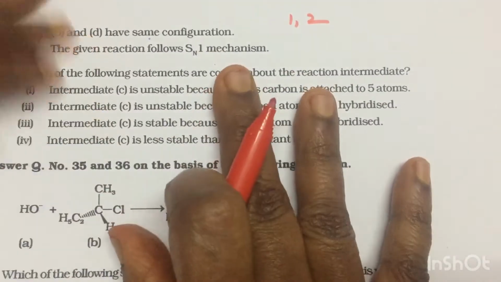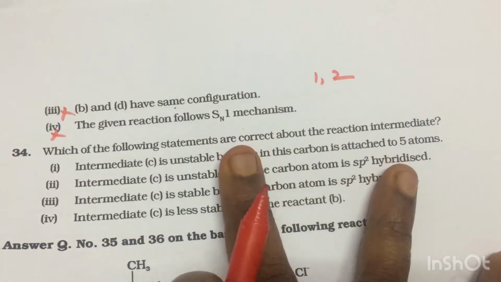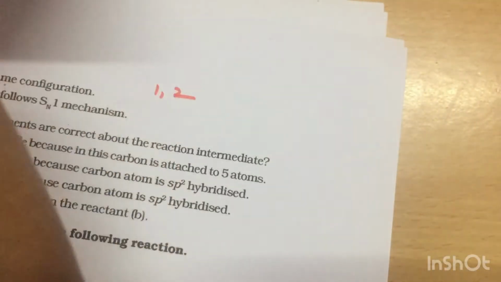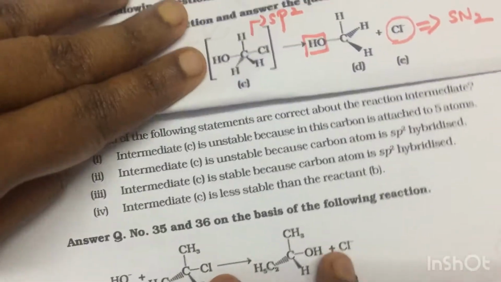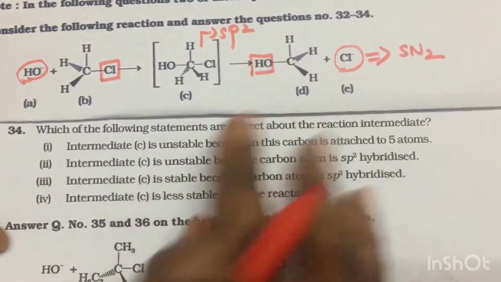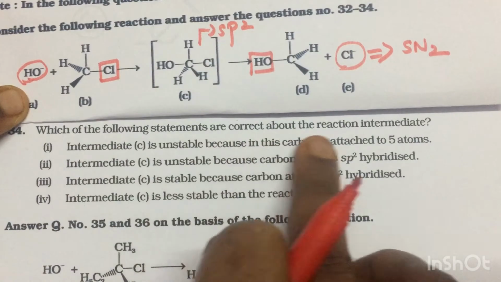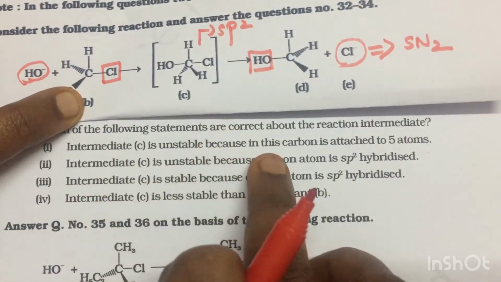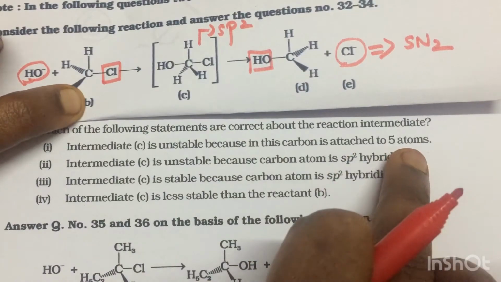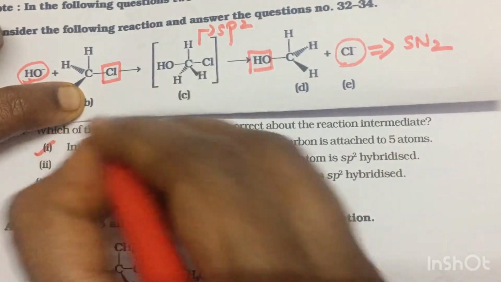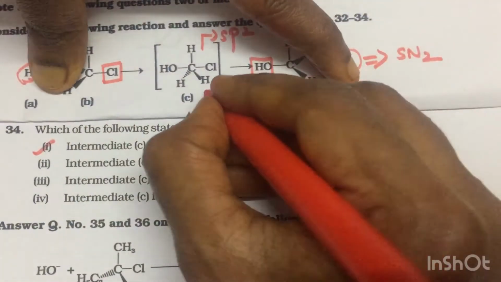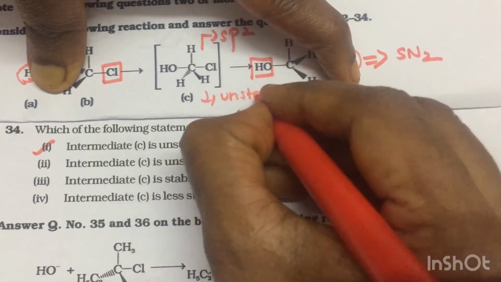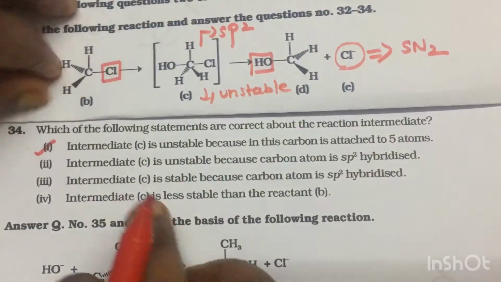Okay, so I'll keep this reaction once again, for this reaction only we are going to answer. Which of the following statements are correct about the reaction intermediate? Intermediate C is unstable because in this carbon it is attached to 5 atoms. Yes, it is attached to 5 atoms and this is unstable. It is an unstable transition state.